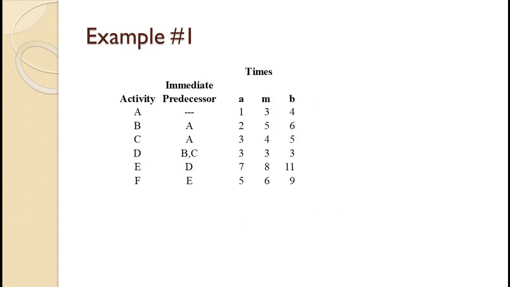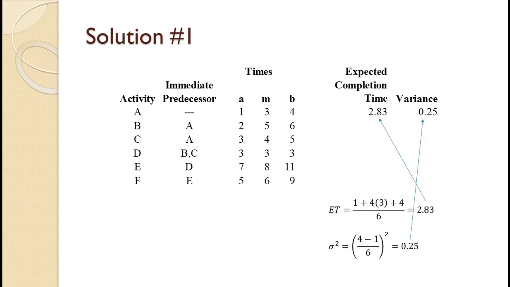Data for a simple project is shown on the screen. Compute the expected completion time and variance for each activity. The expected completion time for A is 1 plus 4 times 3 plus 4, quantity divided by 6, equals 2.83. In this tutorial, all answers are rounded to 2 decimal points. The variance is 4 minus 1 divided by 6, quantity squared, equals 0.25.